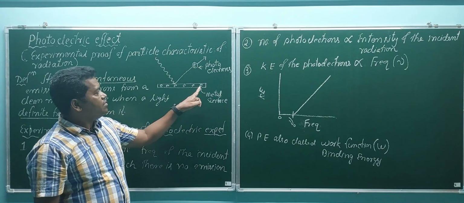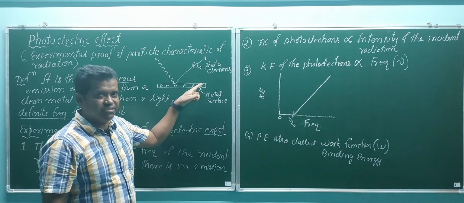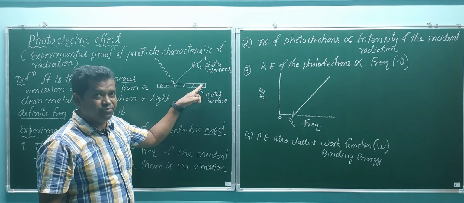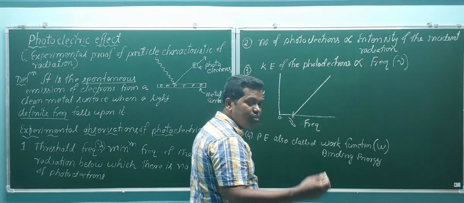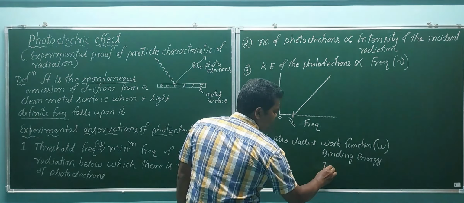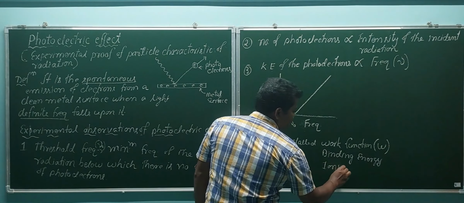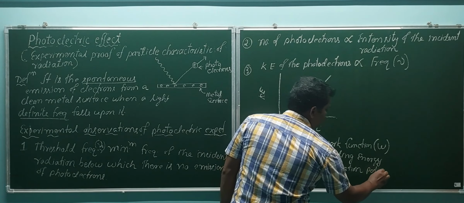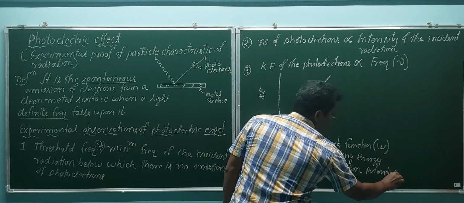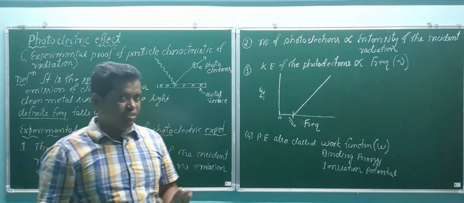Secondly, when electrons are ejected, there is ionization of the metal atom. So it is also known as ionization energy or ionization potential. So these are some observations.